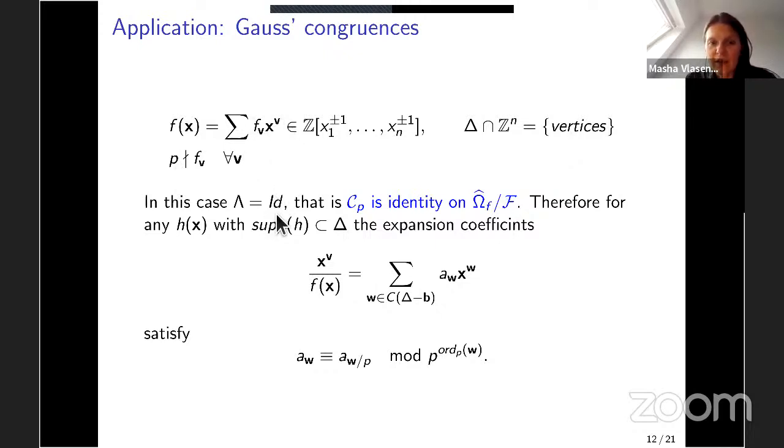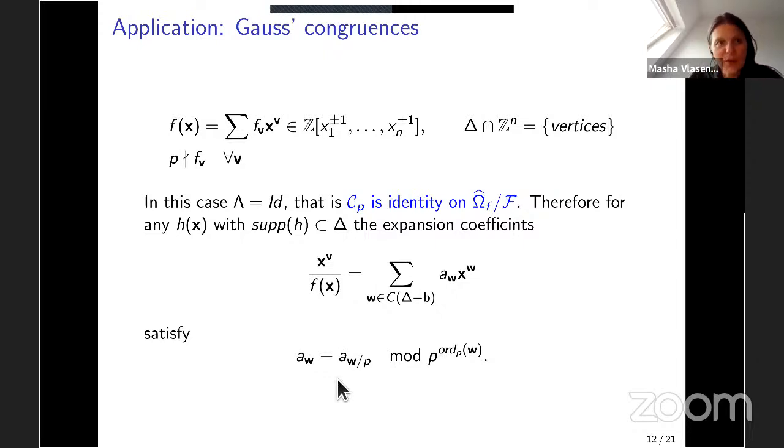In this case, the Cartier operation turns out to be the identity on the quotient by formal derivatives. So our matrix lambda will be the identity matrix. And therefore, for any rational function h over f, the coefficients satisfy this Gauss congruence because lambda is the identity matrix. It's just the congruence from the previous slide where lambda is absent.